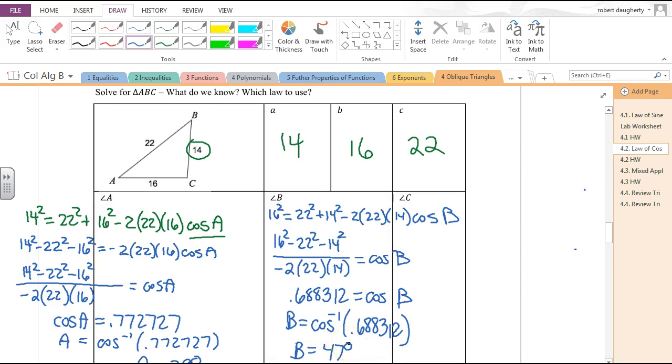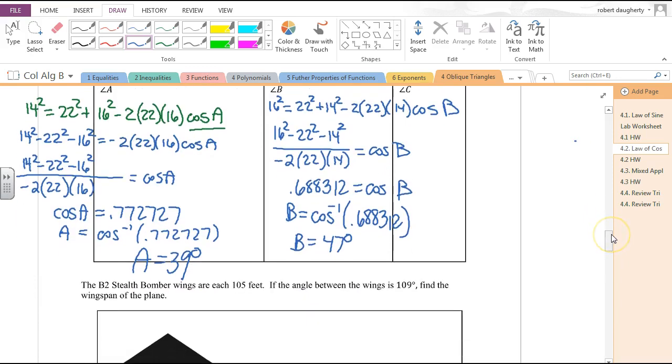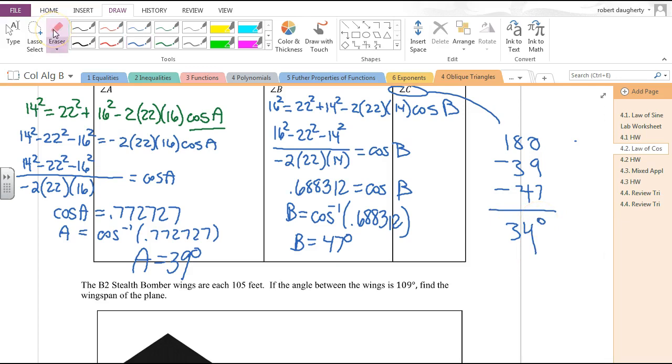And now the easy part. How do I find C? Yeah, C is going to be 180 minus 39 minus 47. And what is that? 94 degrees.